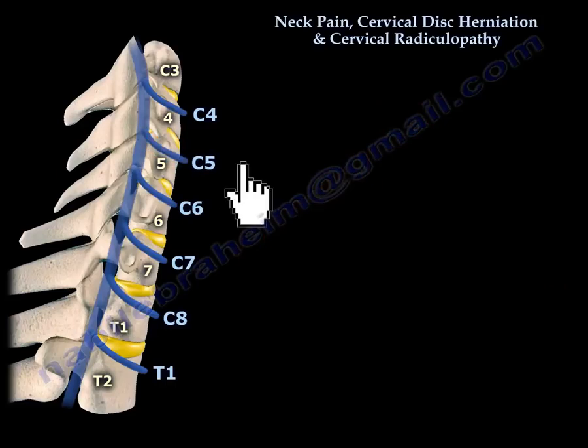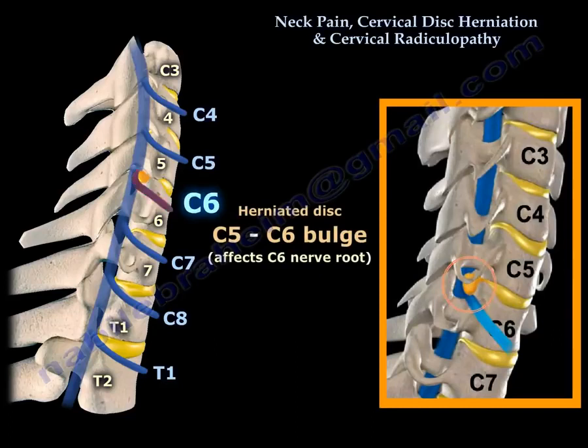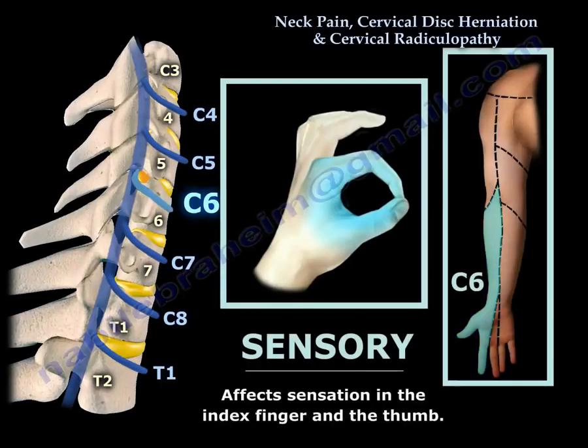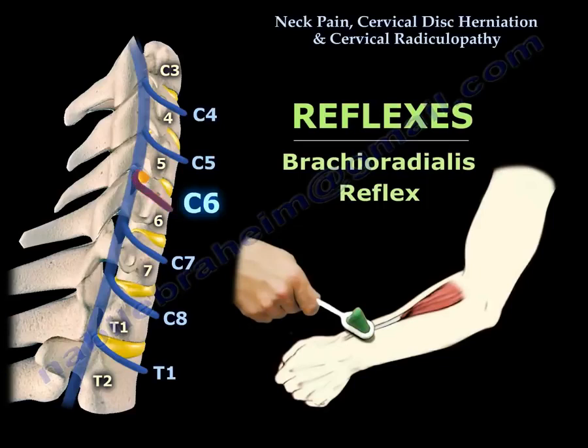How about C5, C6 bulge or disc herniation? That definitely will affect C6 nerve root. It will affect the sensation at the index and the thumb, and you can see in the diagram to the right the area that's involved in C6 sensory deficit. How about the reflexes? The C6 is a brachioradialis reflex.